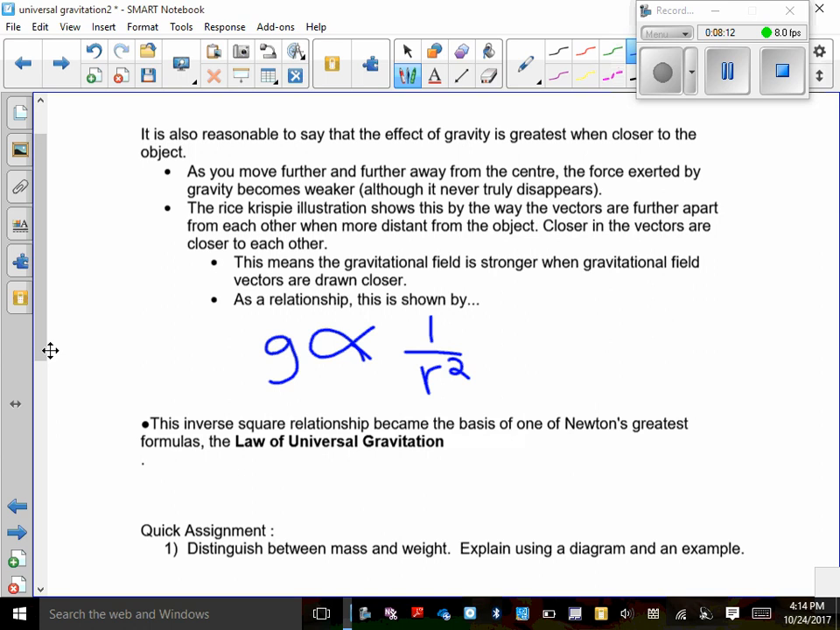Okay, so that means that as the distance gets bigger, r is the distance from the center. As that distance gets bigger, g gets smaller. So if you think about that, the farther you are away from something, the less you are influenced by it.